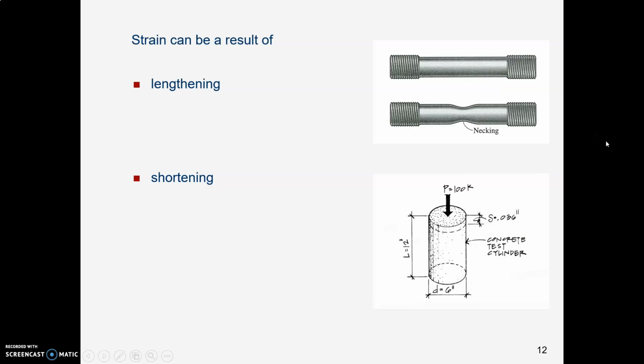So let's think about that concrete test cylinder. Its original length was 12 inches long. It shortened by 0.036 of an inch, 36 thousandths of an inch. So the strain is deformation over length. The strain is 0.036 inch divided by 12 inches, or 0.003, or 3 thousandths.